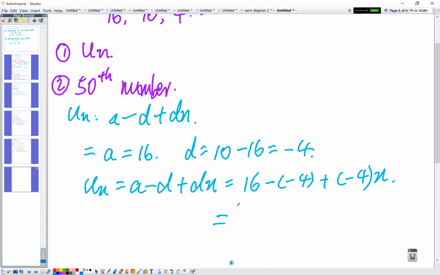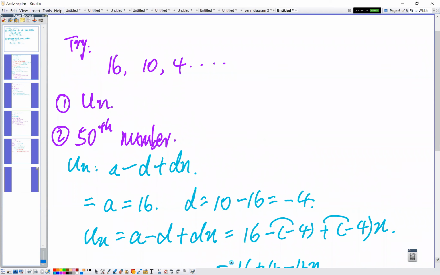So in this case, what are we going to do next? Minus and minus become plus. So 16 plus 4, and plus and minus become minus 4n. So it becomes 20 take away 4n. So this is 20 take away 4n. That's how we got the answer. Okay, so bear this in mind.